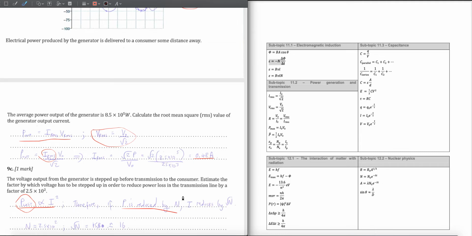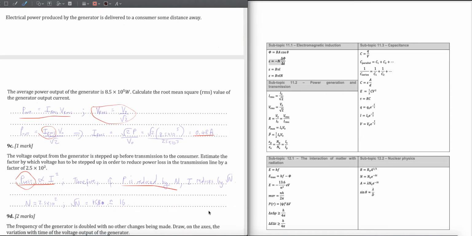relation, then I is going to go with the square root of that because P goes with I squared. And in this case, our n is 2.5 times 10 to the 2, 250. So therefore, if we want to know the factor by which our current needs to be stepped down, then we need to take the square root of 2.5 times 10 to the 2, which is 15.8, which is around about 16. Okay, in other words, that is the factor at which the voltage needs to get stepped up.